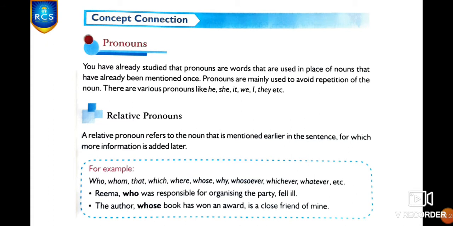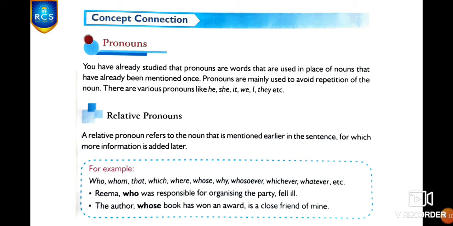And children, we already learned what is a pronoun, right? Pronouns are words that are used in place of nouns that have already been mentioned once. Pronouns are mainly used to avoid repetition of the noun again and again while you are writing or speaking. There are various pronouns like he, she, it, we, I, they, etc. And today we are going to learn relative pronouns in this chapter.